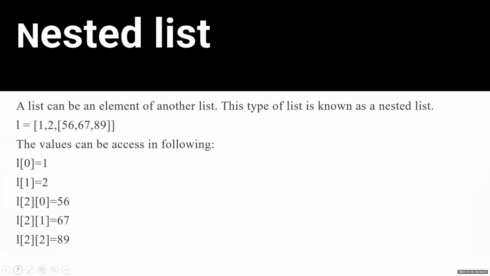Basically how to access the values is shown here. L of 0 will be 1, as we are looking from the index value. So L of 0, with index 0, is 1. And L of 1 is 2. And L of 2 of 0 will be 56 because it is a nested list. So that's how, by using the indexing method, we can access the values.